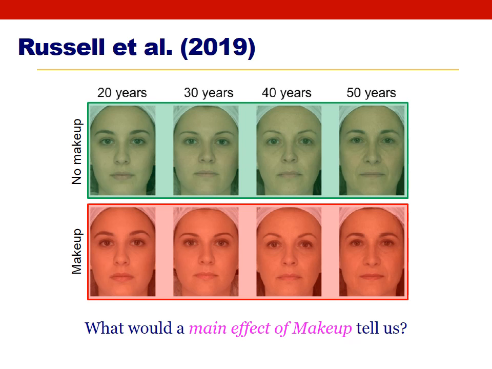What we could then do is calculate a marginal mean for each of these two groups. On average, how old did people think the no makeup woman looked? On average, how old did people think the makeup wearing woman looked? We'd compare those two marginal means to see if there was in fact a main effect of makeup. If there was a main effect of makeup, what that would suggest is that overall, women who were wearing makeup were perceived as younger compared to women who were not wearing makeup.